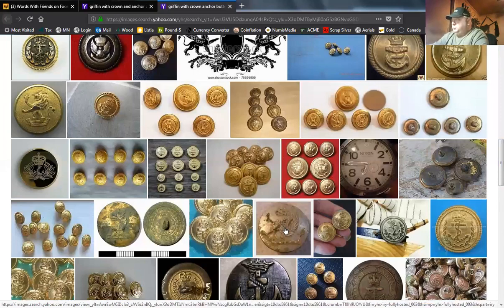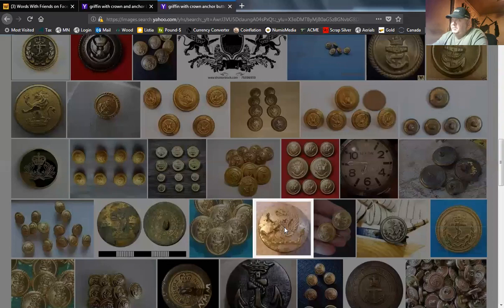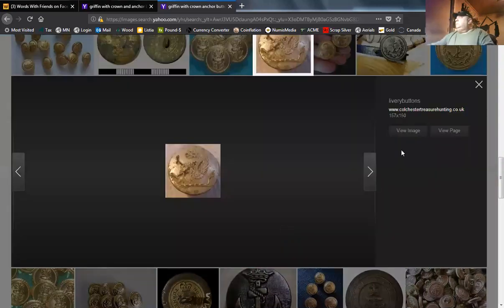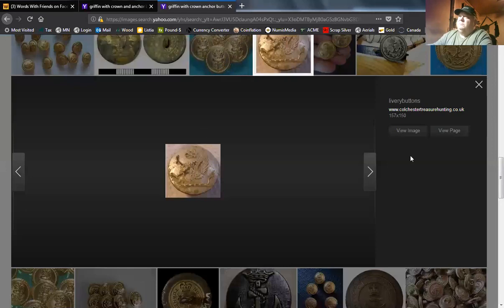Here's one with a griffin. Now let's say this one right here, click on that image. It's going to pull up a bigger image of it. And you can go to this guy's site right here. The name of these buttons are called livery buttons. It's a United Kingdom thing, I guess, anything to do with that is called livery. And right here's the back marks I was talking about. If you look at my cursor, there's back marks on it. Well, he got one without a back mark.